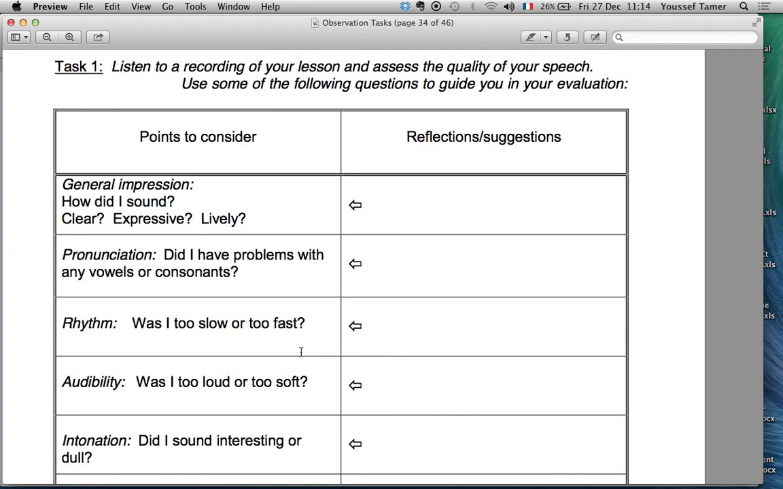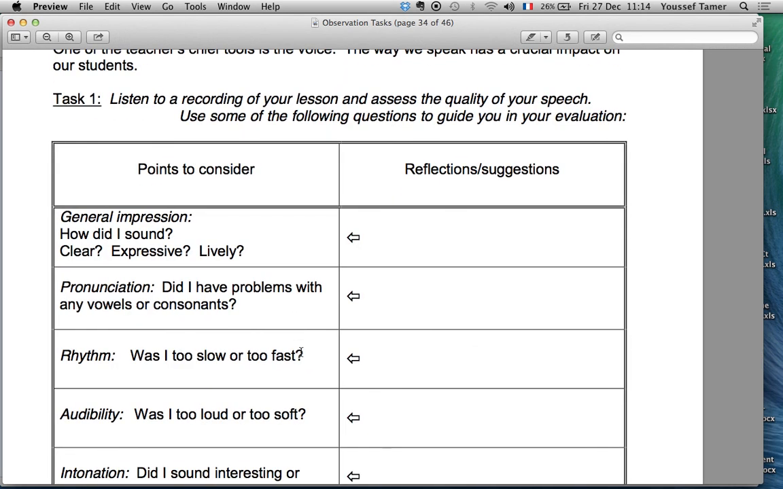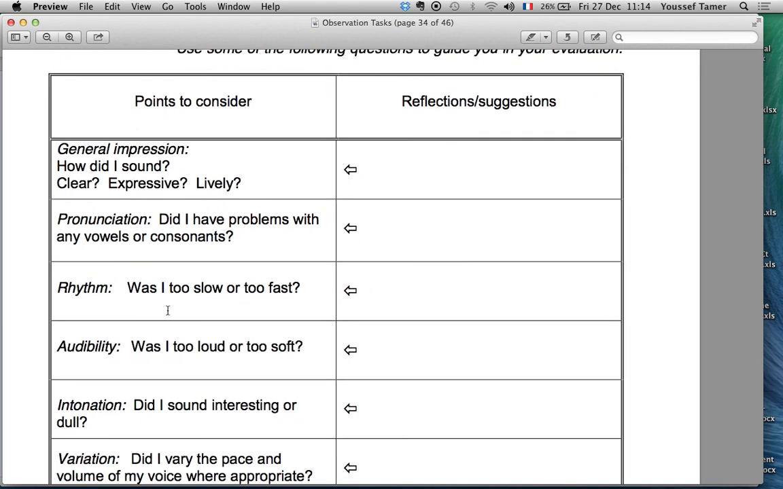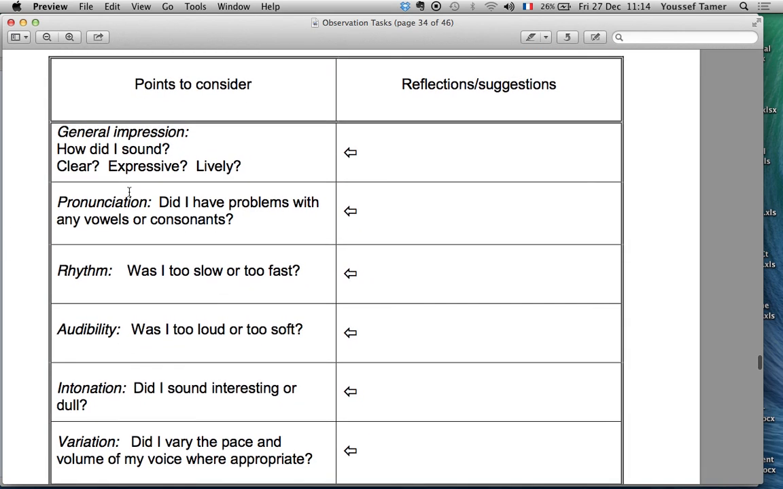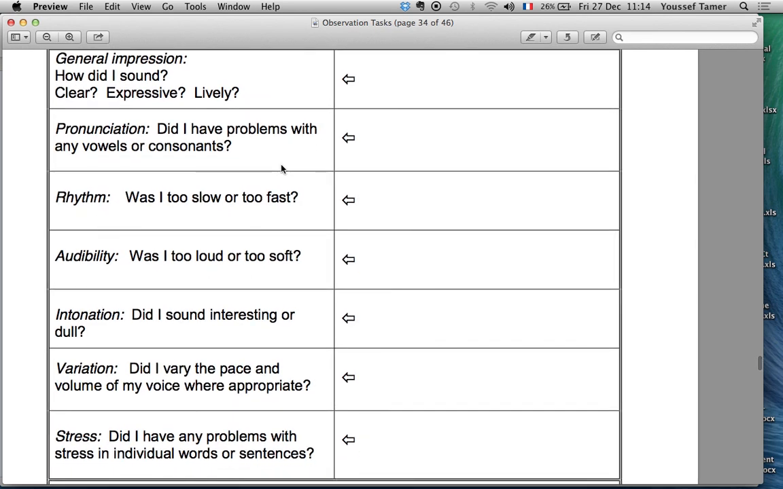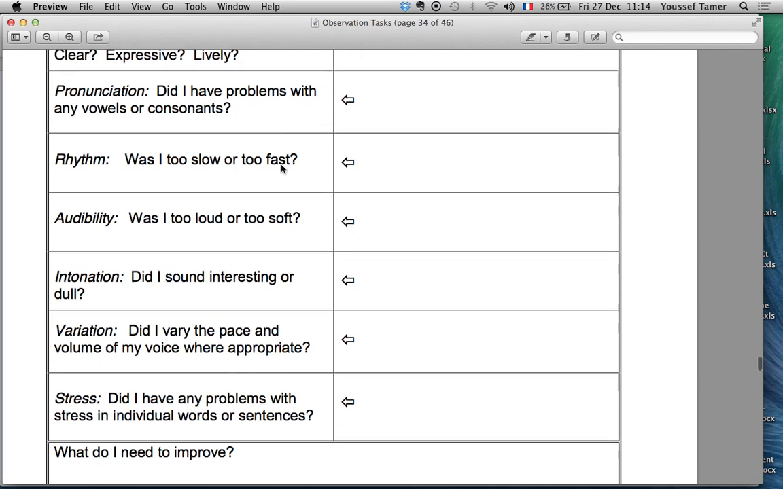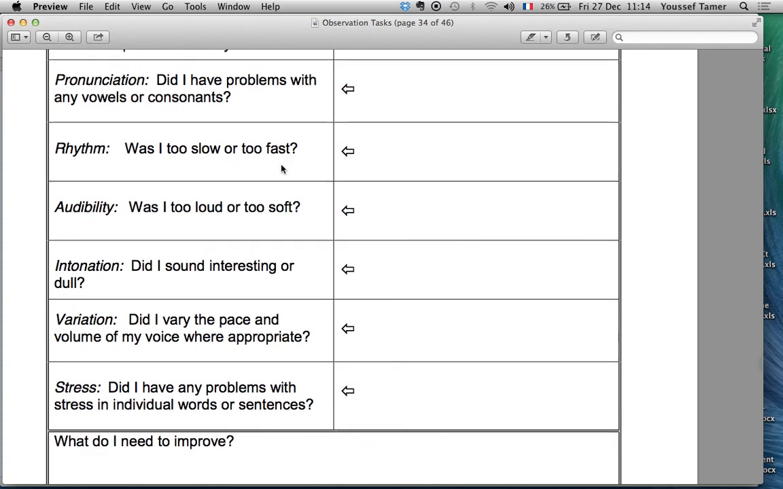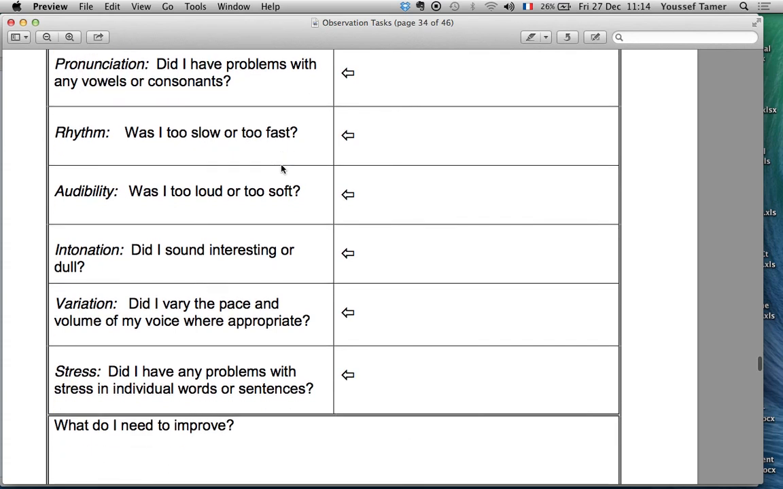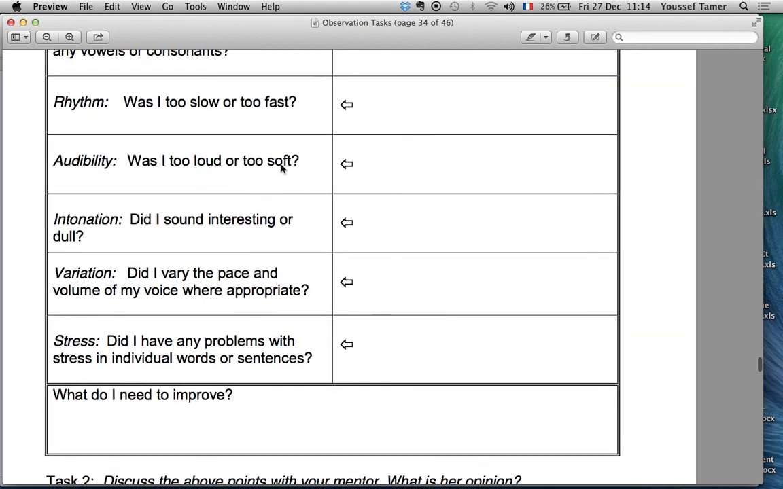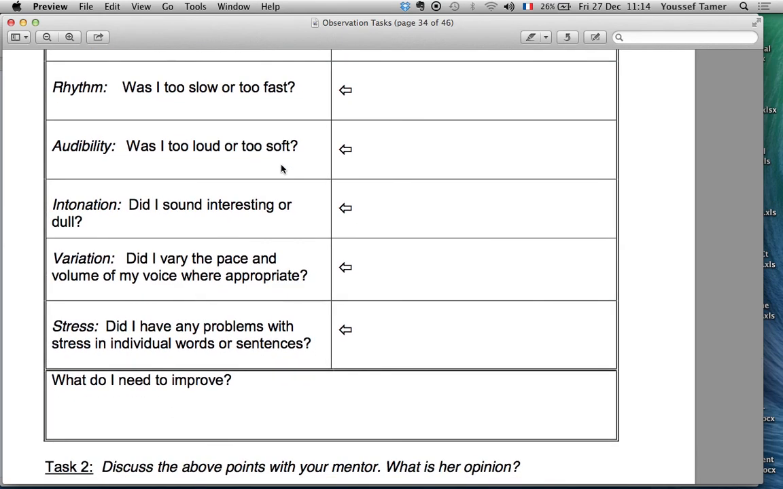So, some of the things you can keep in mind about your voice. Points to consider. How did I sound? Clear, expressive, lively. You can add here boring. Pronunciation: did I have problems with any vowels or consonants? Rhythm: was I too slow or too fast? Audibility: was I too loud or too soft?